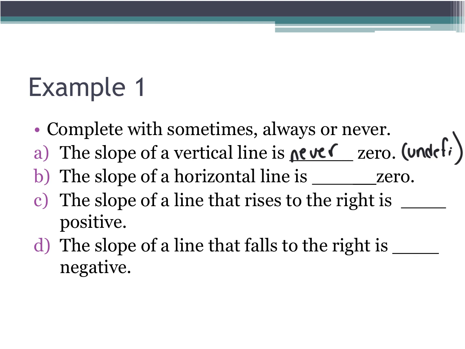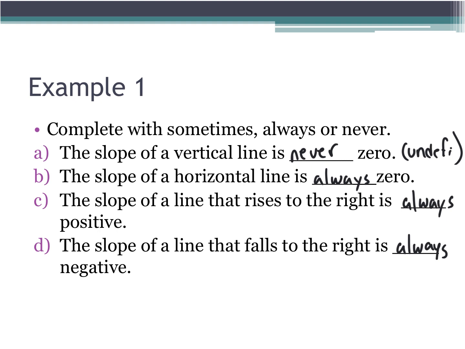And I ran out of space. I'm just going to leave it there. The slope of a horizontal line is always 0. The slope of a line that rises to the right is always positive. And the slope of a line that falls to the right is always negative. I meant to write always in that other one. My bad. Let's just fix it up.